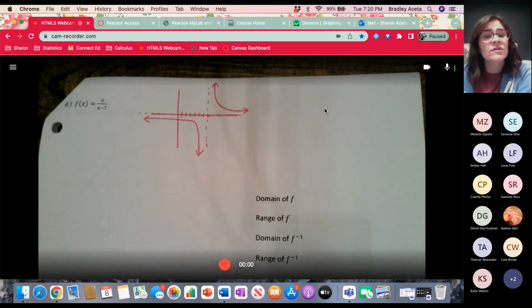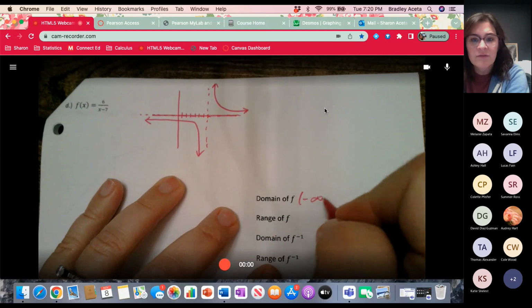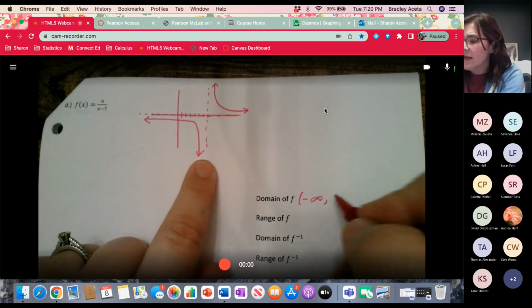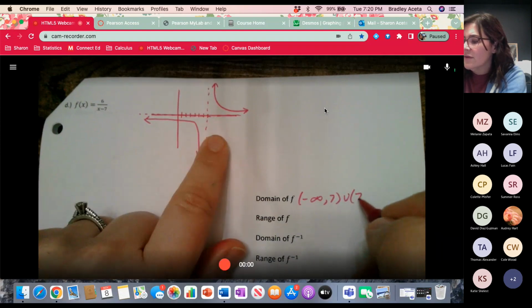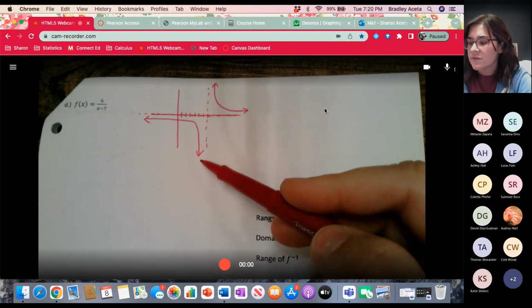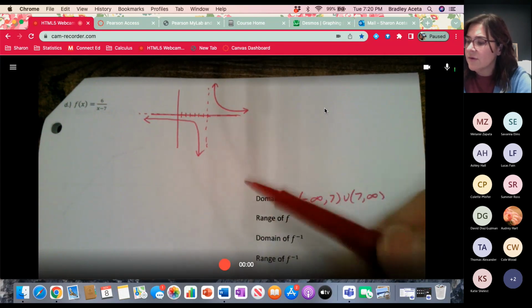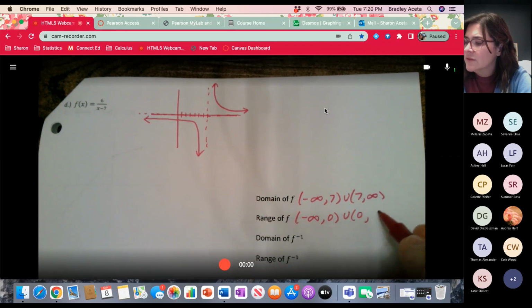So if I were to ask you what's the domain of f, you would say, okay, from negative infinity up until that asymptote at 7, united with 7 to infinity. The range, how tall is this? You'd say, okay, from negative infinity up to 0, united with 0 to infinity.